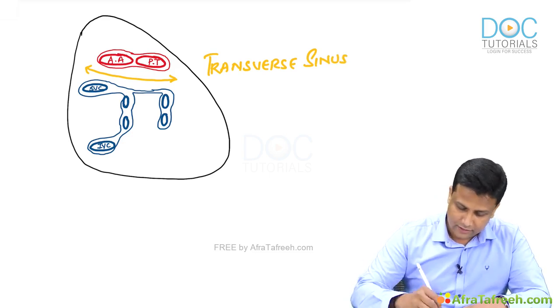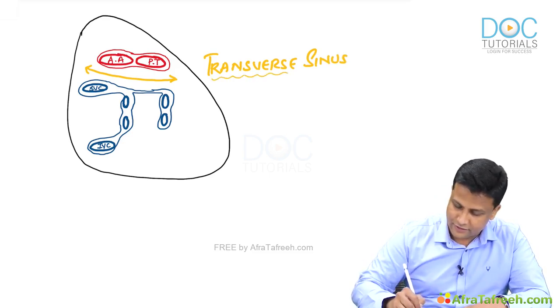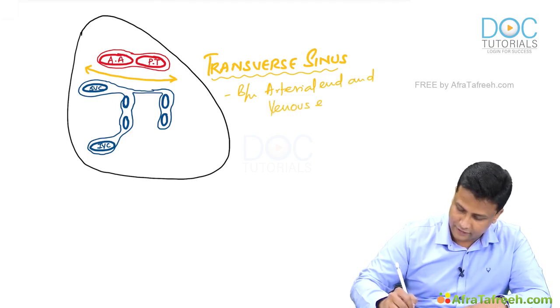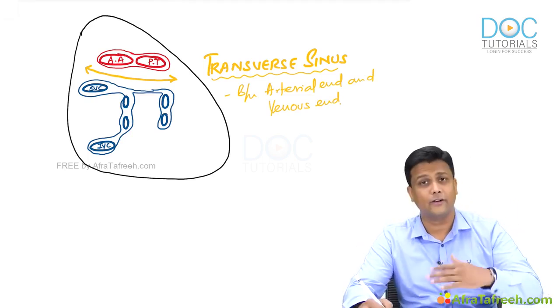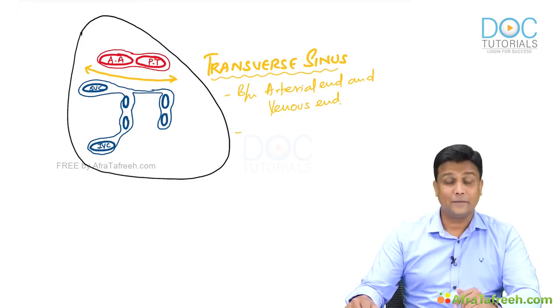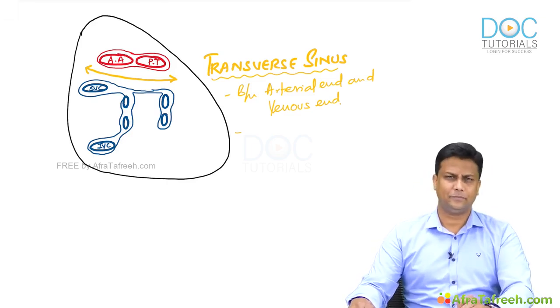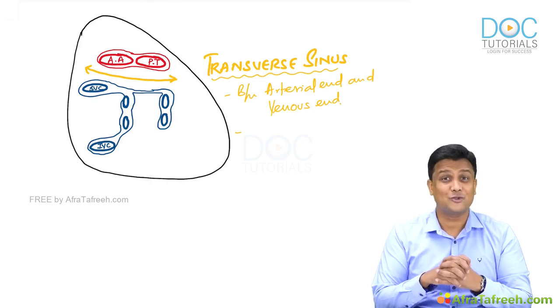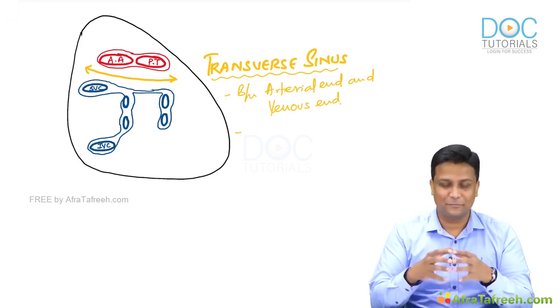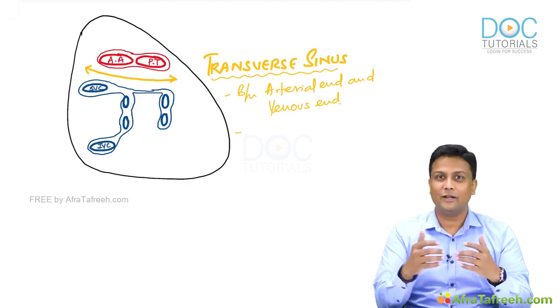Okay. So basically where do you have the transverse sinus, guys? The transverse sinus is between the arterial end and the venous end. Between that arterial end and the venous end, you will be able to find the transverse sinus. Now the most important thing which has been asked in the exams recently is the relations of this one. Most of the time during our first year MBBS, the students are unable to understand this diagram exactly.